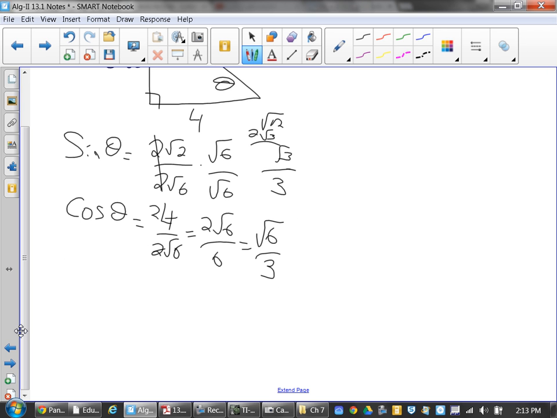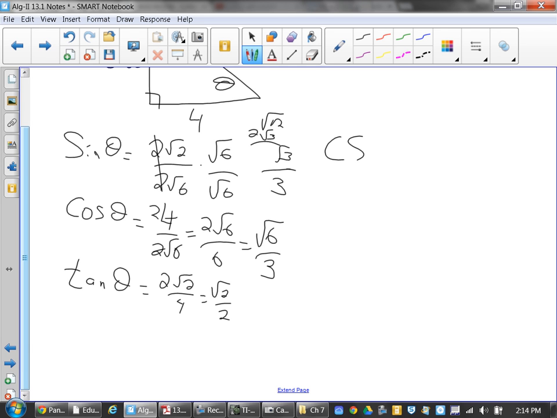Tangent is opposite over adjacent. What did I say it was, 2 root 2? So this just becomes root 2 over 2. It's 2 root 2 over 4 for tangent. And then if you do all of your inverses, all you're doing is just flipping all of those fractions. That's all we're looking at doing here today. Just write out your new fractions.